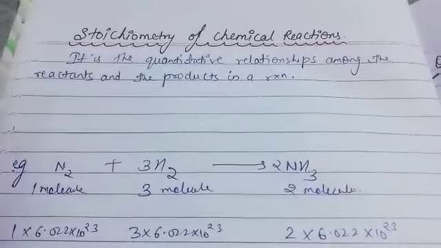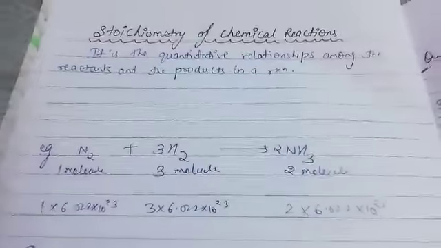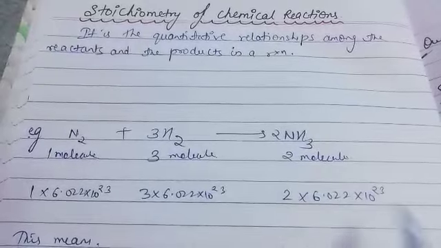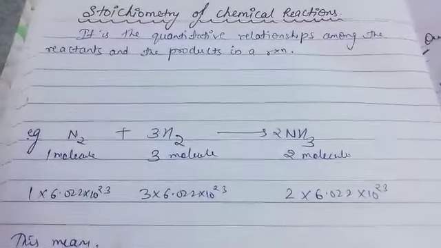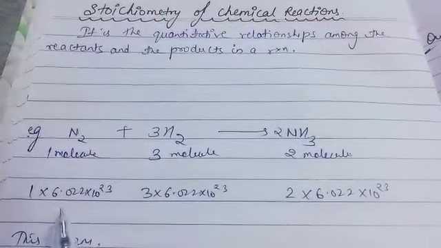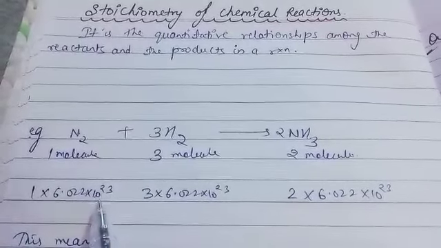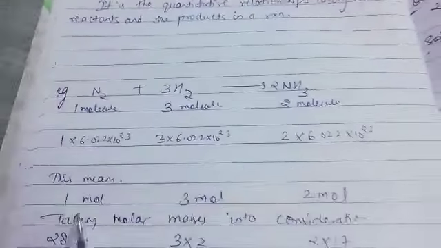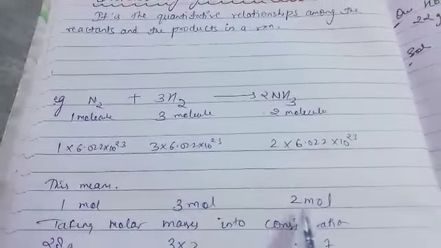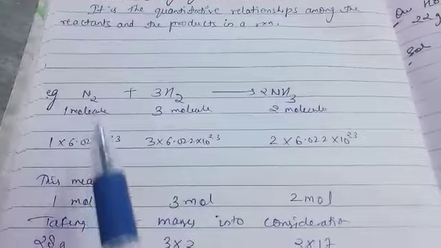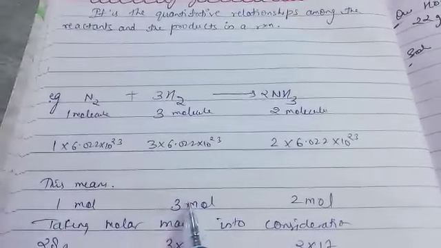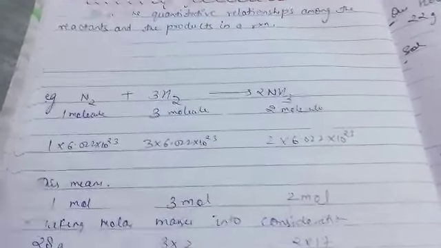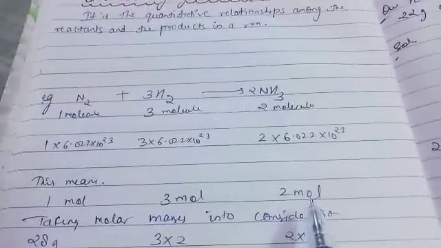This will help you in solving numericals. Now just see how. Suppose, just like in maths, multiply all the numbers of molecules by Avogadro number, it's 6.022 into 10 to the power 23. This one also, this one also. Now that is converted into 1 mole, 3 moles and 2 moles. This shows that 1 mole of nitrogen reacts with 3 moles of hydrogen to give 2 moles of ammonia. Now this is in the form of moles.